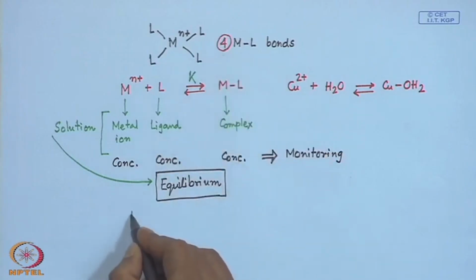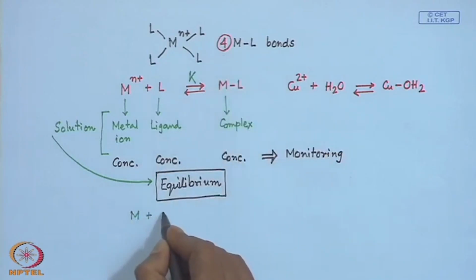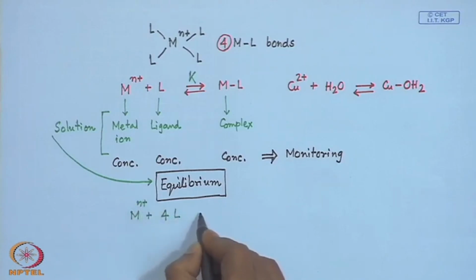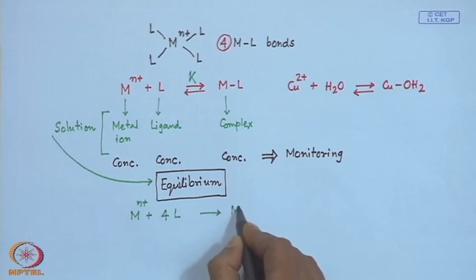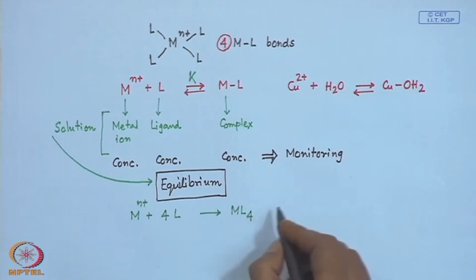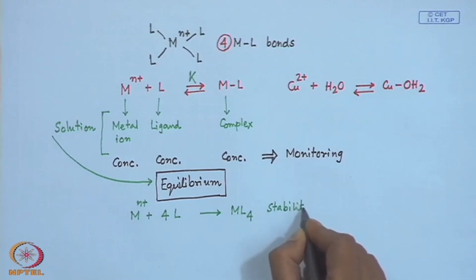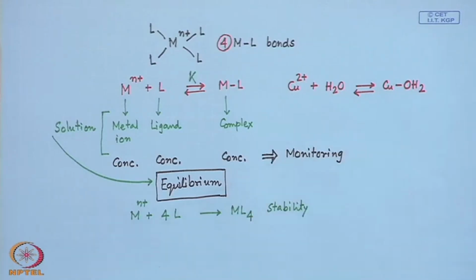That means, if we use M with 4L, whether we get the corresponding ML4 species and how stable this ML4 species is, that we can also monitor. So, the stability of the complex can also be found out by monitoring this corresponding equilibrium process.